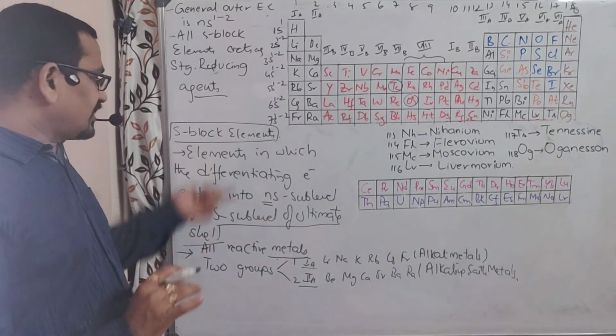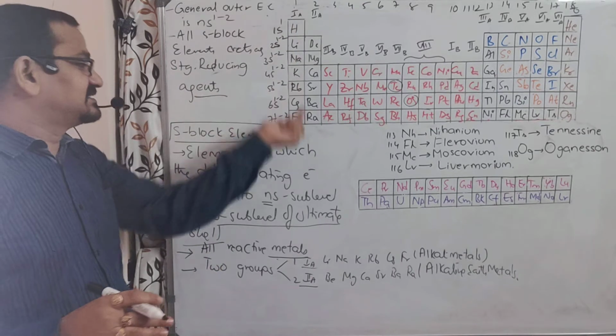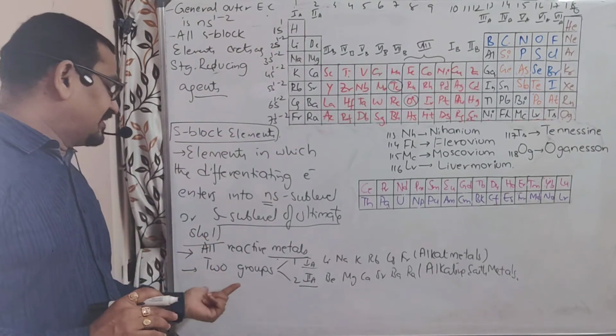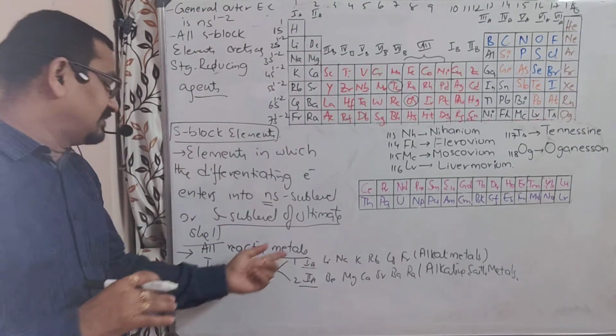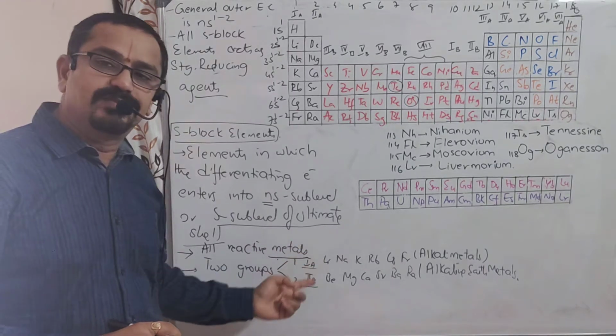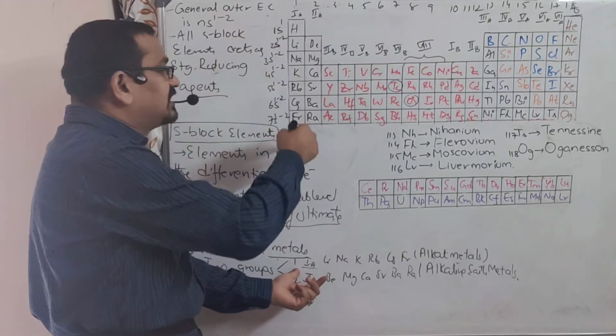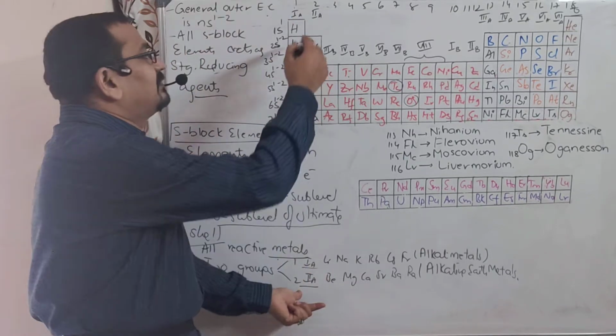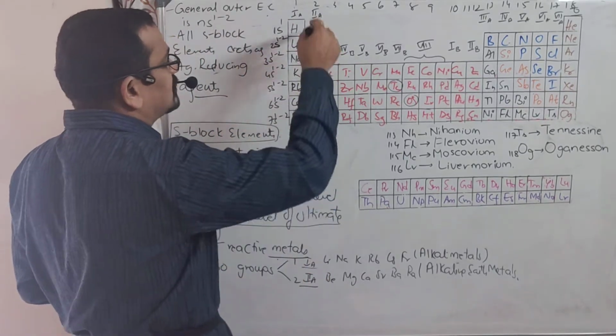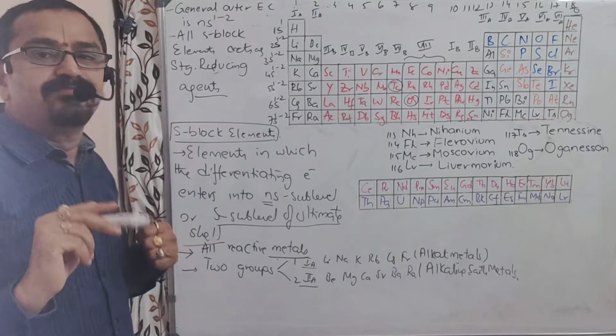Next, all the reactive metals are present in the S block, and there are two groups under the S block, namely the first group and the second group, or the 1A group and the 2A group. The 1A group is called so because all those elements have one electron in their outer shell. The 2A group is called so because all these elements have two electrons in their outer shell.